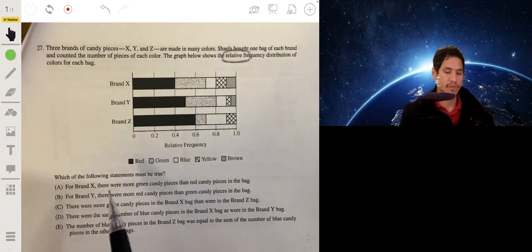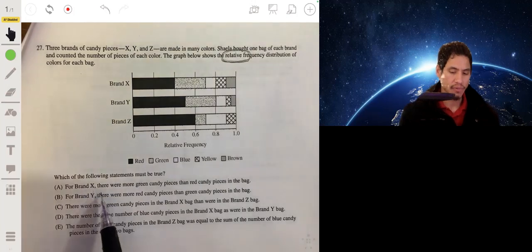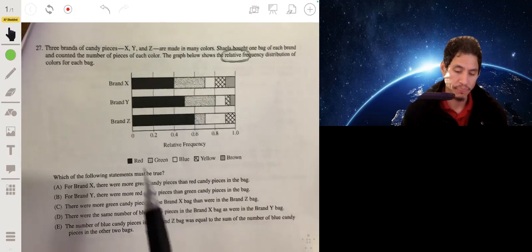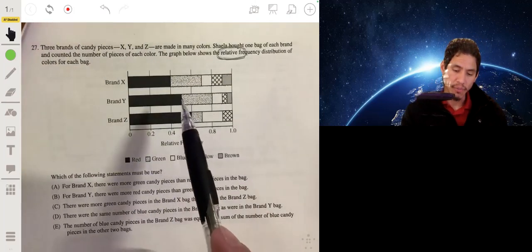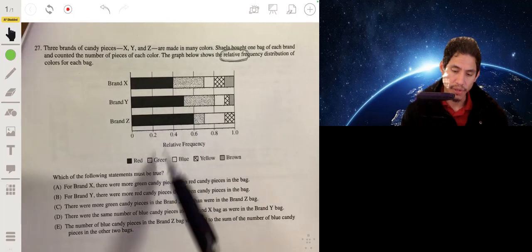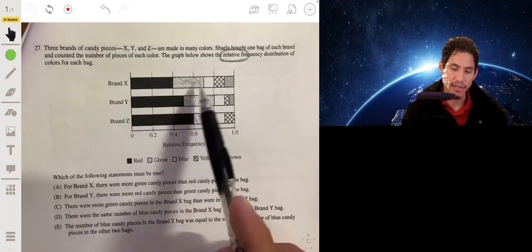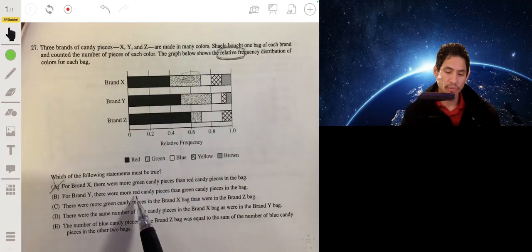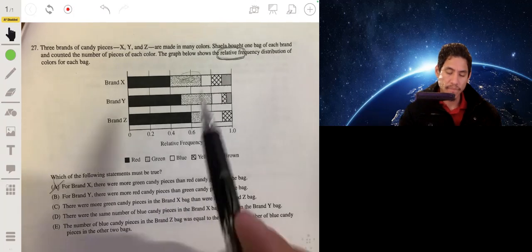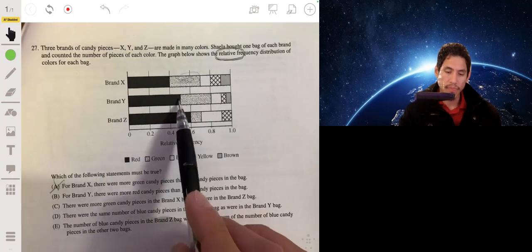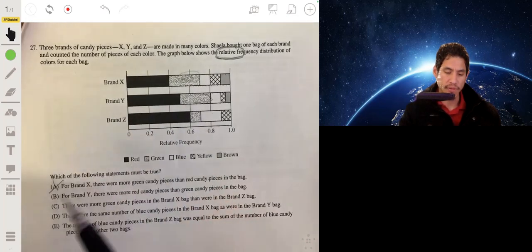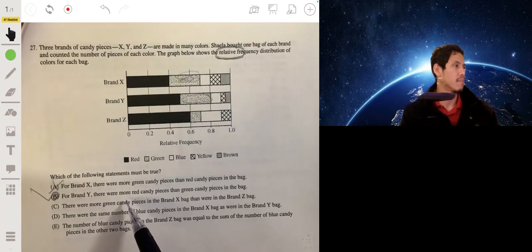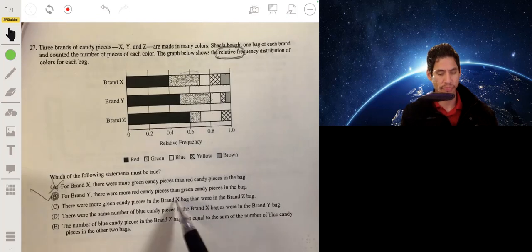I think that's what this problem is getting at. But these statements must be true. For brand X, there were more green candy pieces than red candy pieces in the bag. More green than red. Obviously not, because this is not even as much as that, so that's wrong. For brand Y, there were more red candy pieces than green candy pieces in the bag. Red is bigger than the green proportion, so that's correct.